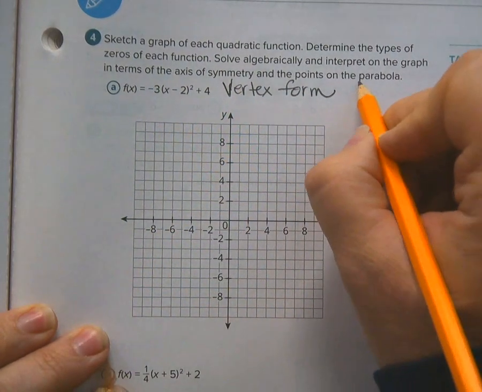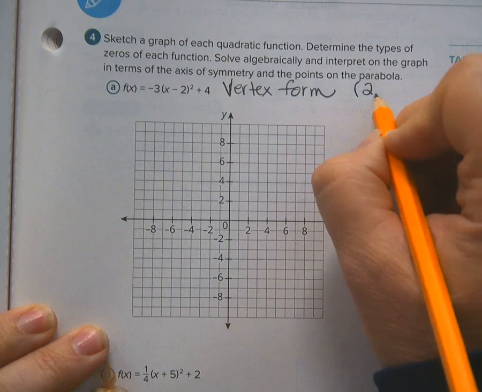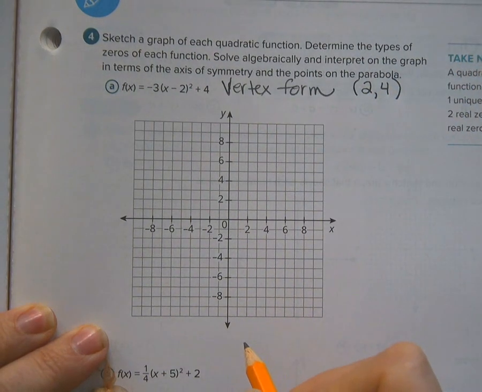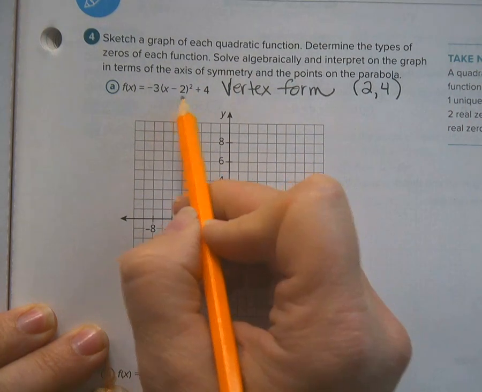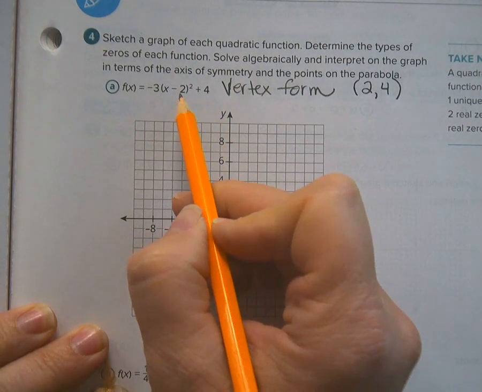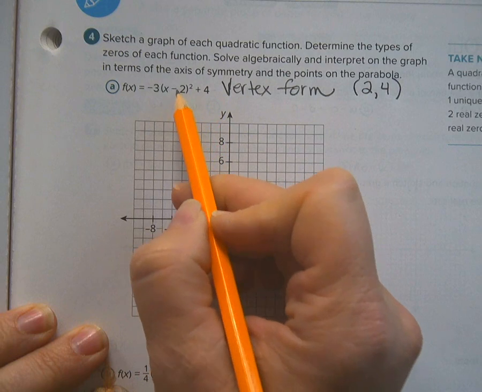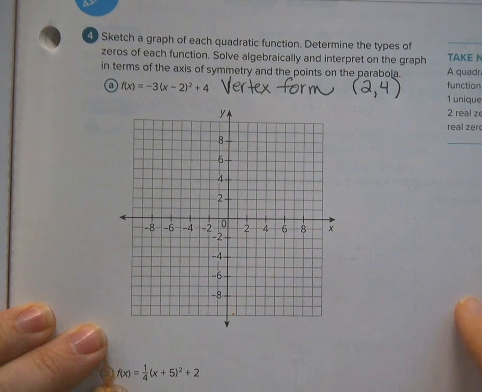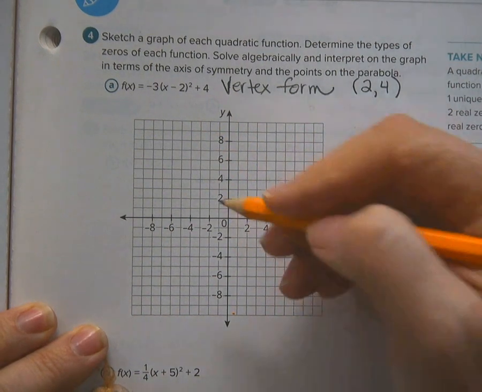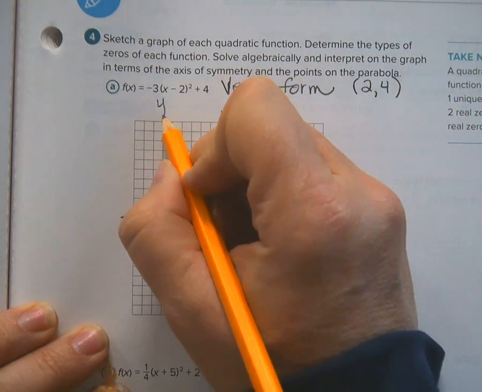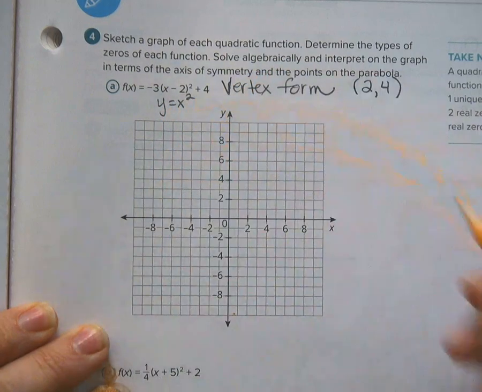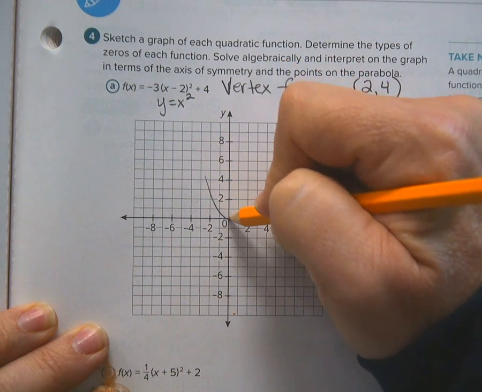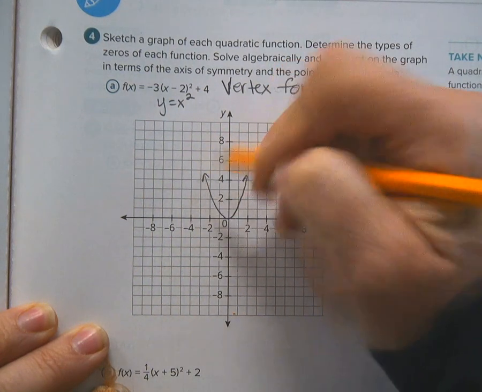Yes. It's at positive 2, comma 4. And if you don't remember that little rule that it's opposite here, so positive 2 when it says minus 2 and plus 4, here's what I want you to think about. And you don't have to draw this, but isn't y equals x squared kind of our parent function? And x squared goes through the origin for the vertex.